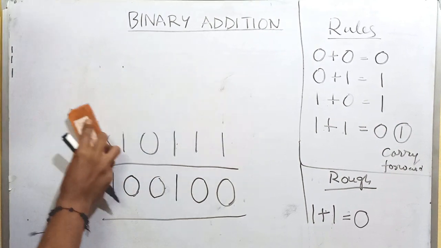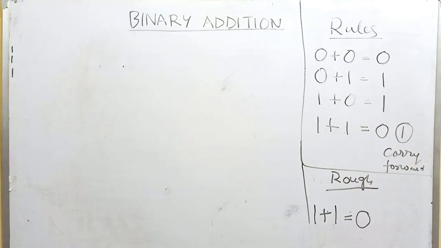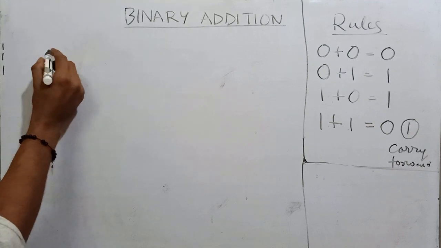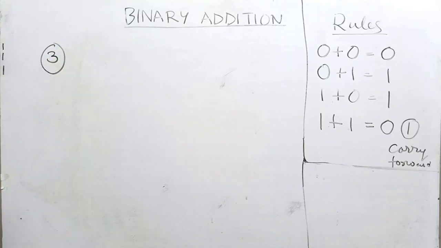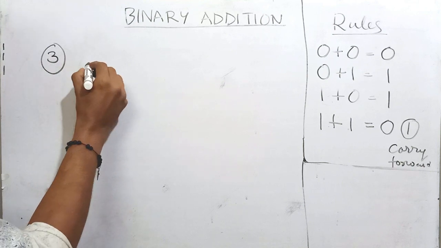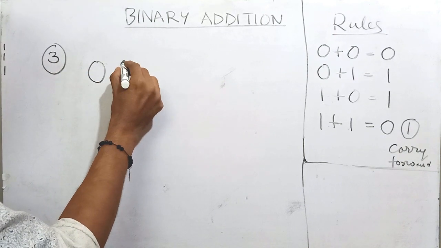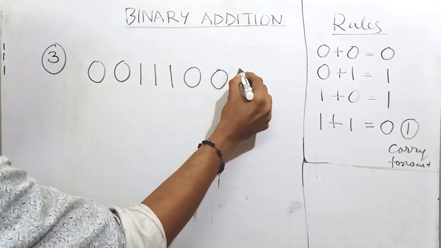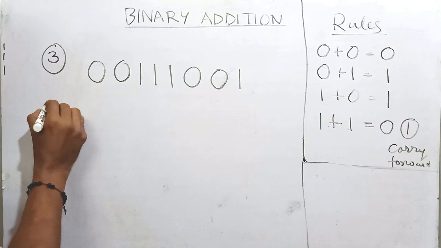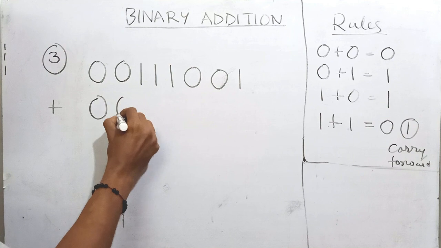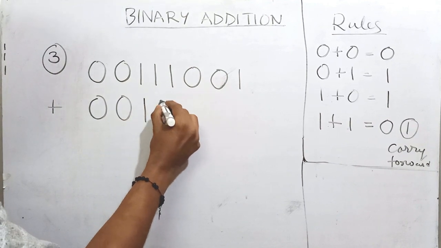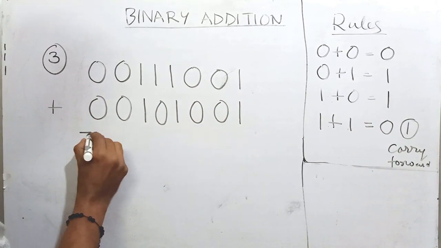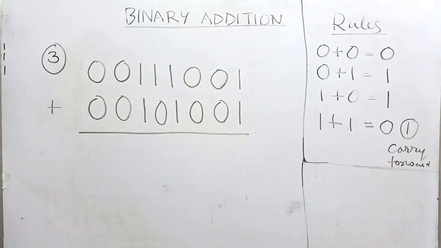Now we'll go to a third example. So we'll take the third example. We'll add a little bit bigger numbers. We'll take it as 0, 0, 1, 1, 1, 0, 0, 1. We'll add 0, 0, 1, 0, 1, 0, 0, 1. So we'll follow the same rule here.